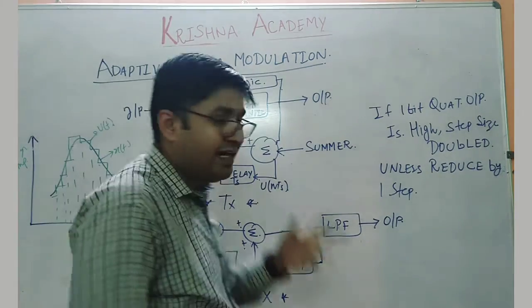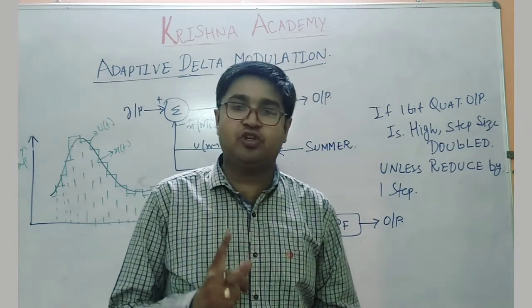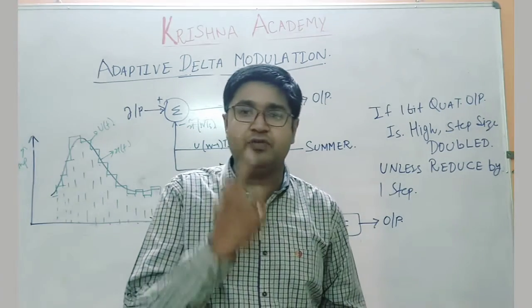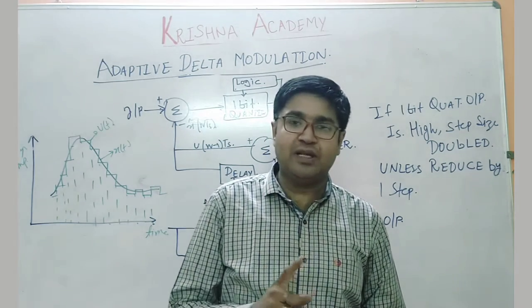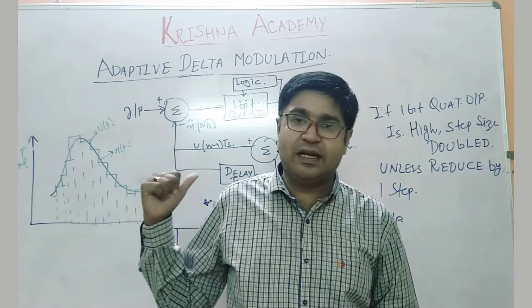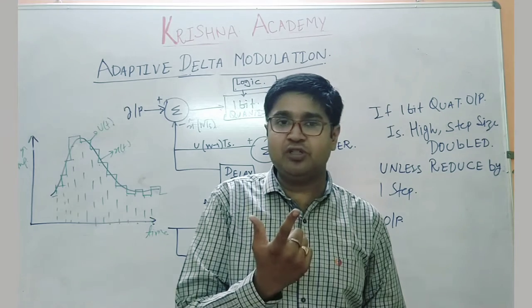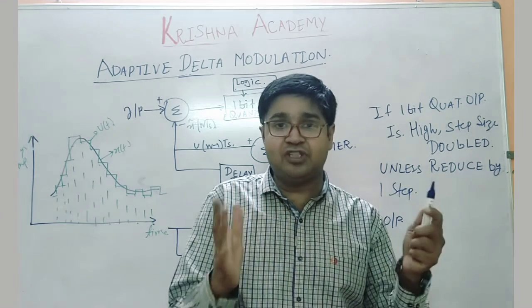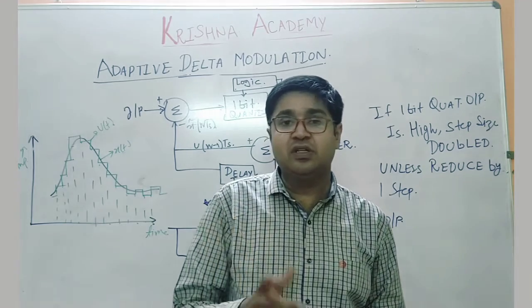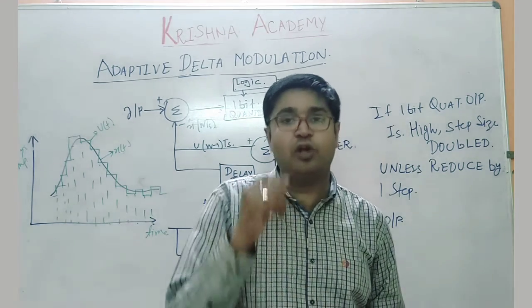Now we will talk about adaptive delta modulation. As we know, in delta modulation there are two disadvantages. The first one is the overload distortion, and the second one is the granular distortion. One was created because the step size was too small, so we're not accommodating large changes, and the second occurred because it was not accommodating the small changes.